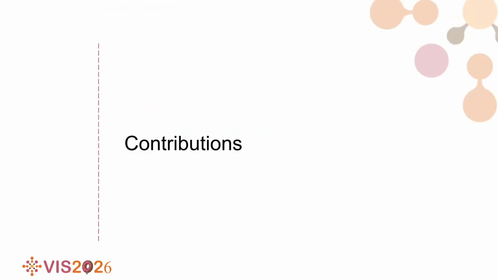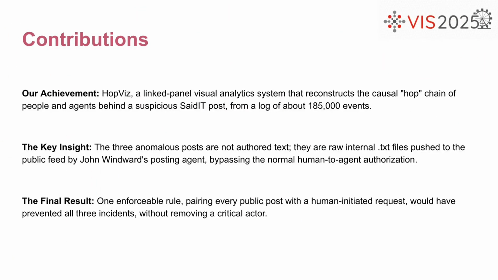So what does all of this add up to? To summarize, we built a system that reconstructs these hidden chains, we found the posts are raw file dumps that bypass the normal authorization path, and we identified one clean intervention. Requiring every public post to be paired with a human-initiated request would have stopped all 3 incidents without removing a critical actor. That's HopViz.